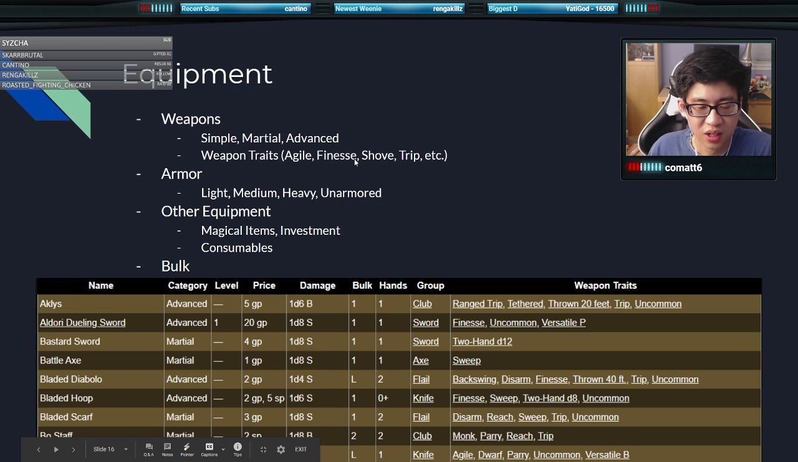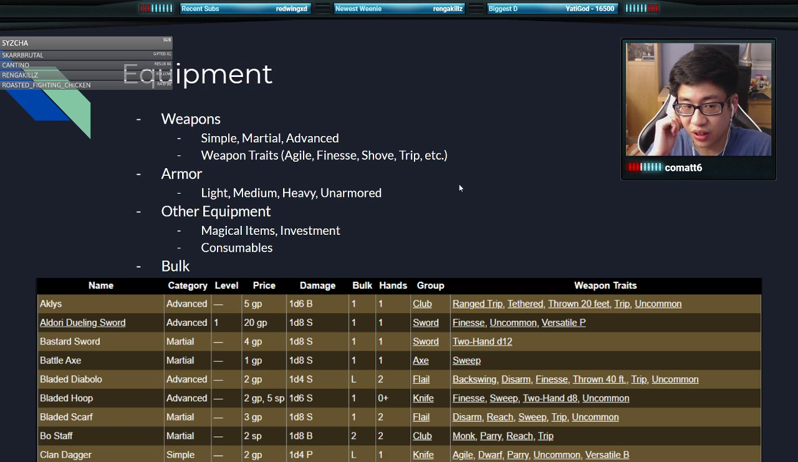There are different weapon groups, as you can see here, and they all apply different critical specialization effects when your character gets access to them. And they also have weapon traits. So I can just go into a couple of them real quick. The Bastard Sword is a one-handed weapon, but if you wield it with 2 hands, the damage die increases from a d8 to a d12.